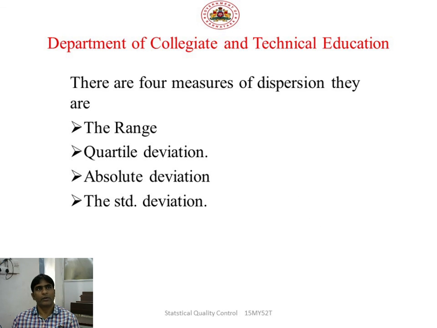There are four measures of dispersion. Which are those? We will see one by one. The first one is the range. The second one is the quartile deviation. The third one is the absolute deviation. And the fourth one is the standard deviation. So there are four: range, quartile deviation, absolute deviation, and standard deviation. For your syllabus, you just have the range and standard deviation.